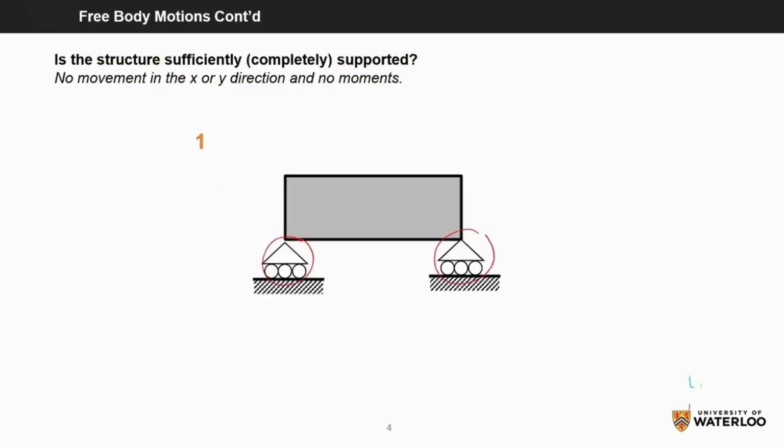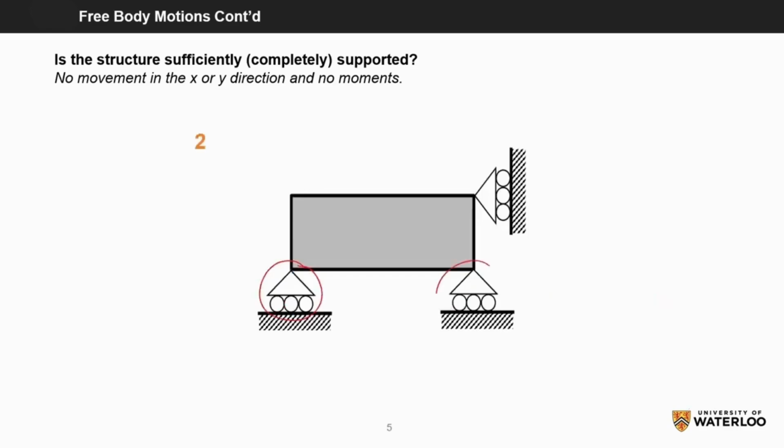In this first example, the structure is supported in the vertical direction, so there is no movement in the y direction. As well, since it has two supports at two different locations, there will be no rotational movement either. The problem here is that because both the supports are rollers, there may be translational movement in the x-axis, so this structure is not fully in equilibrium.